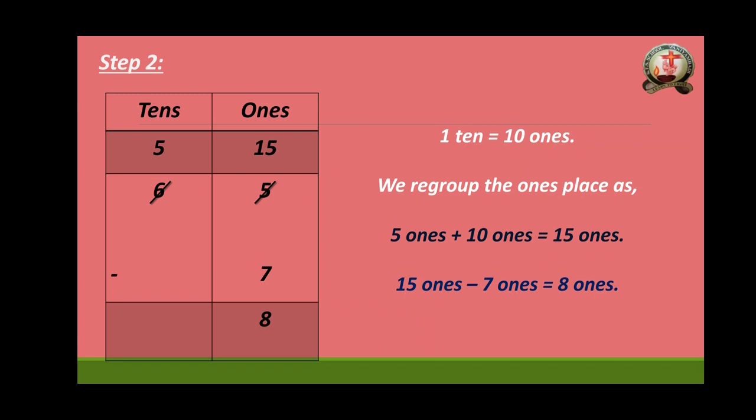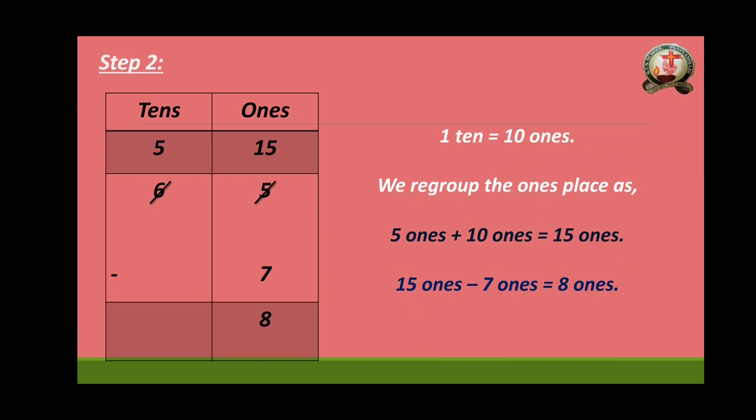In the tens column we have 6 tens. So we take 1 ten from the tens column. It will become 5 tens, and in the ones column it will become 15 ones, because already we have 5 ones and we are adding 10 ones, right? So now we can subtract. 15 ones minus 7 ones is equal to 8 ones. So now we got the answer in the ones column.